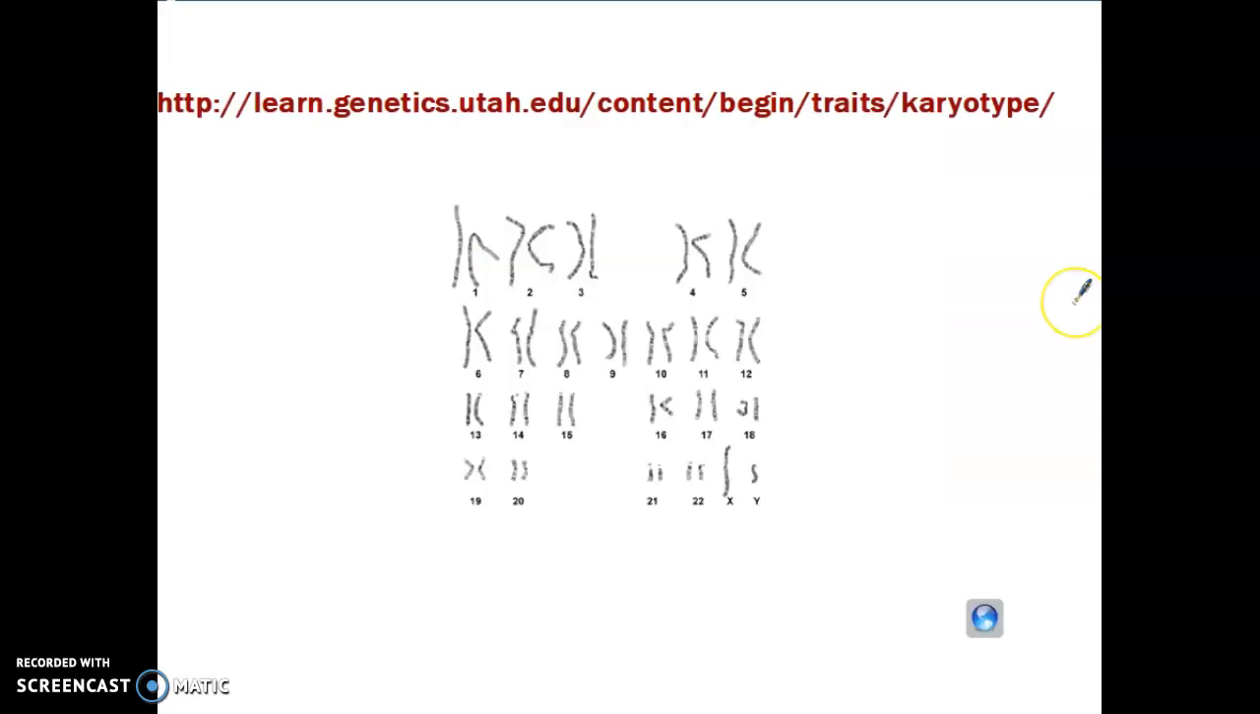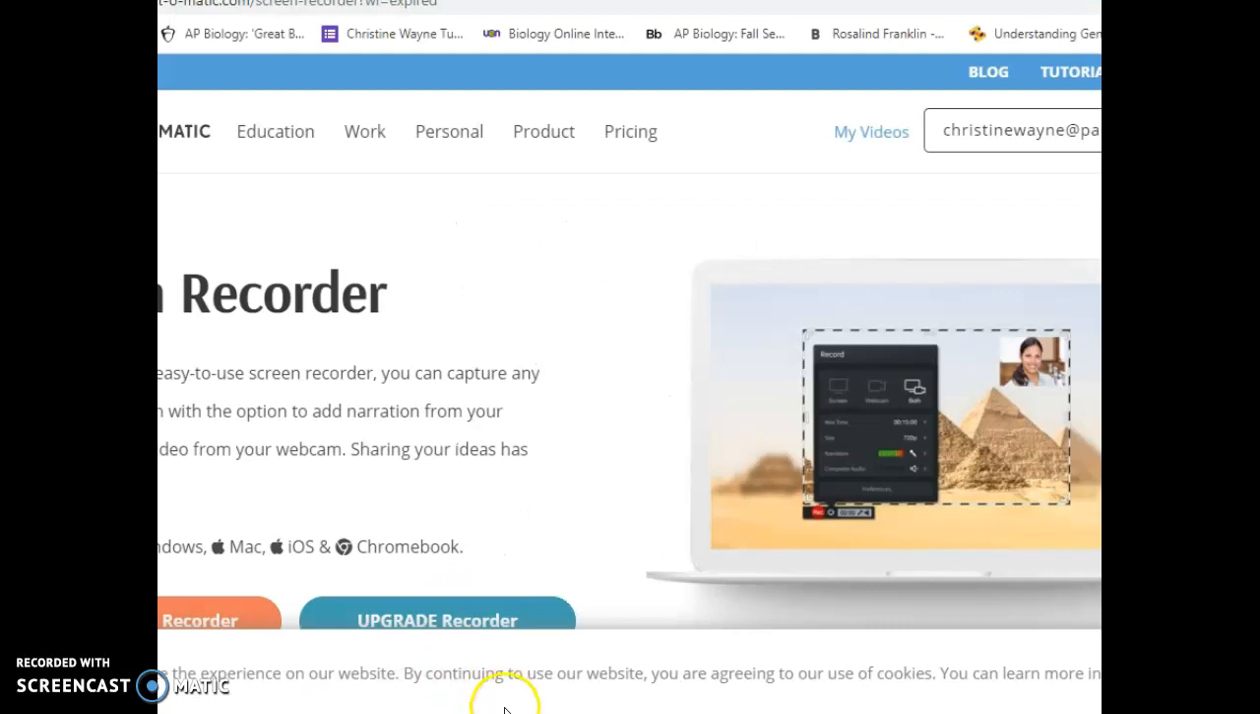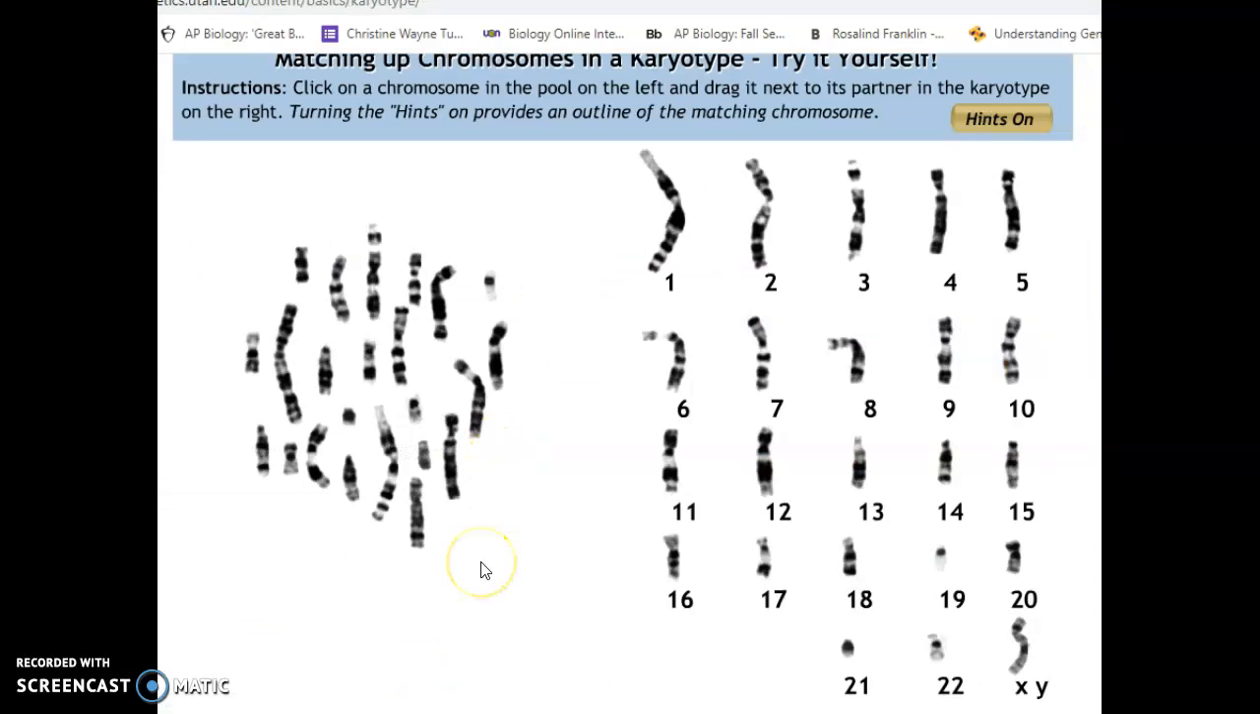Okay, so the next thing I want y'all to do is I'm going to give you some practice with karyotypes, but I also want you to try this on this particular website, and I'll send you the link. So basically, oh, I guess I'm on the wrong one. Here we go. Okay, so you're going to try to do this karyotype here, and you can turn the hints on if you want to, but I don't think you need them. Okay, so let's leave the hints off, and then all you do is you move the chromosomes to the right spot, and if they're in the right place, they will stay there.